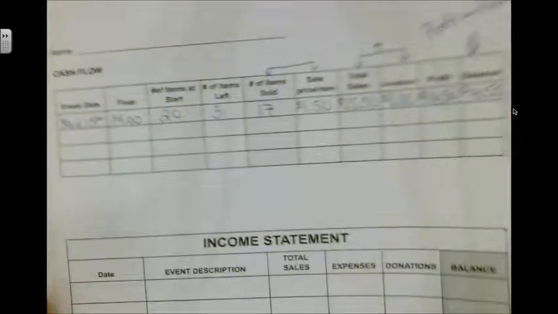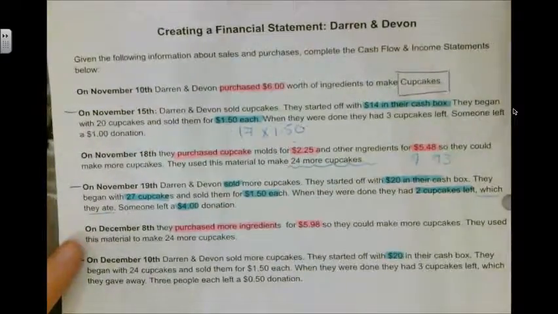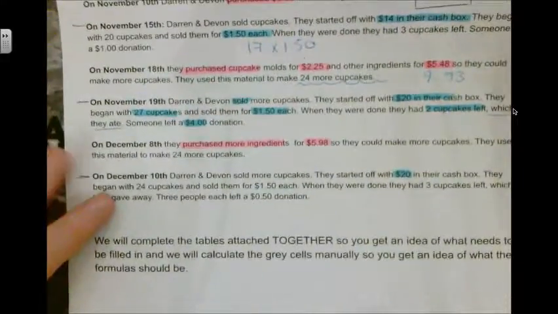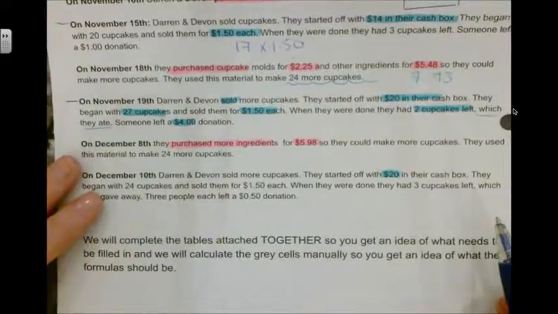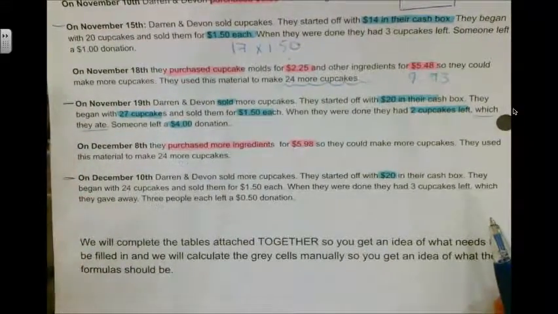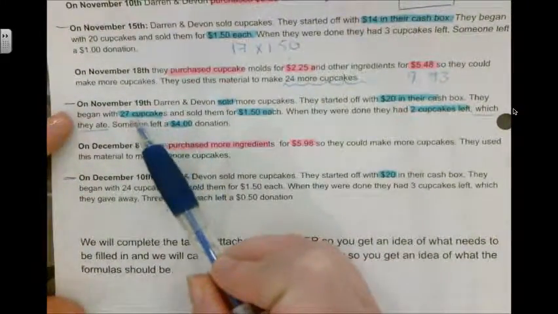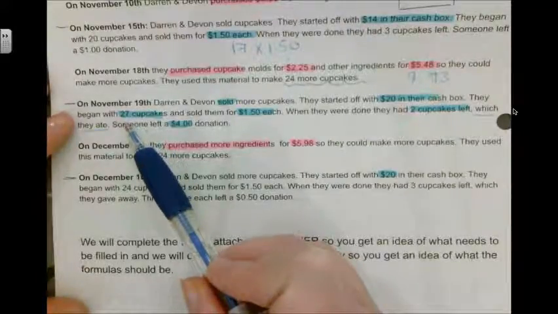to look at what other evenings they were selling products. Okay, so I'm going to skip over the purchases for right now. We're going to look at that in the income statement. Okay, but the next time they're selling is on November 19th. So I'm going to add, same thing, a date for November 19th, but let's just read what it says.